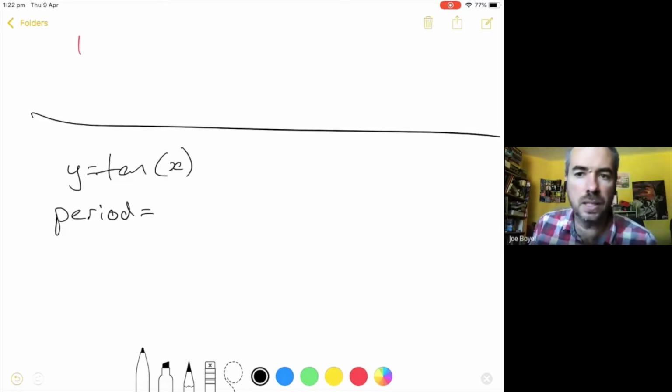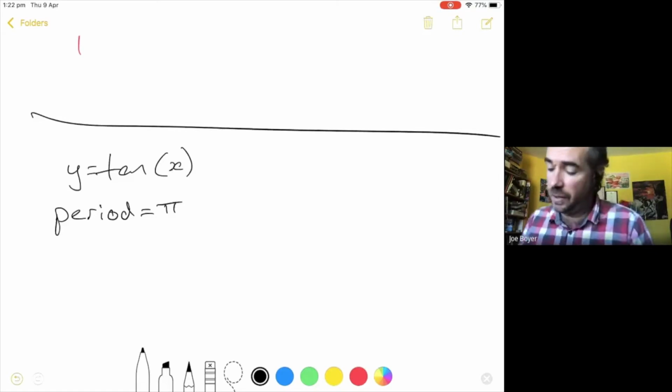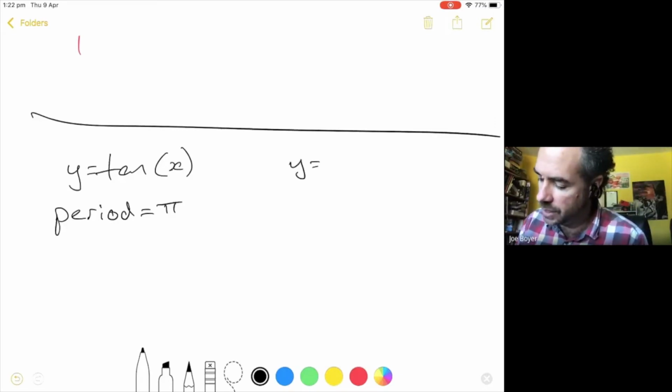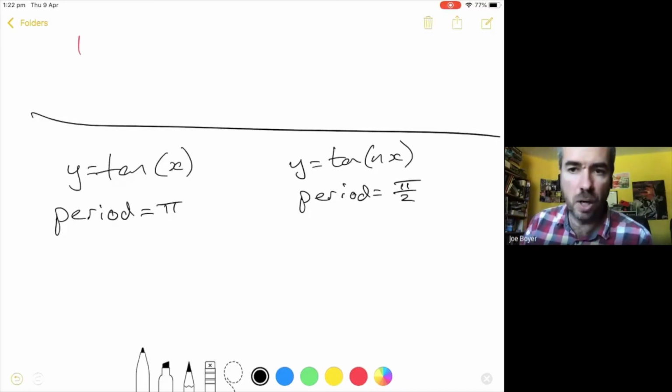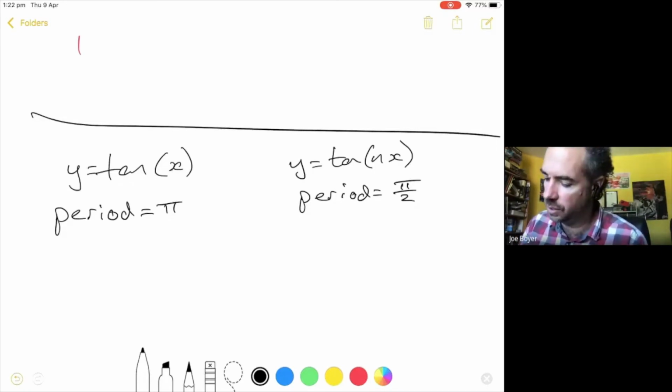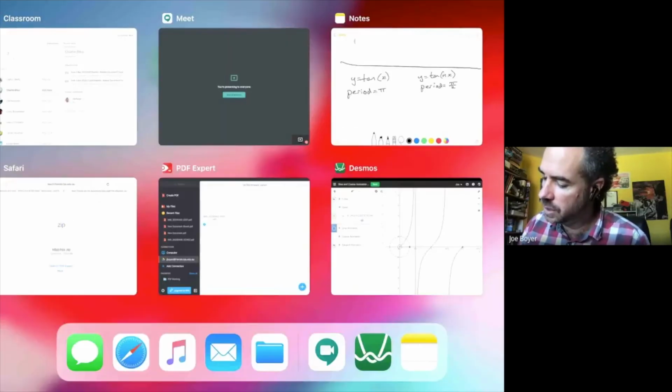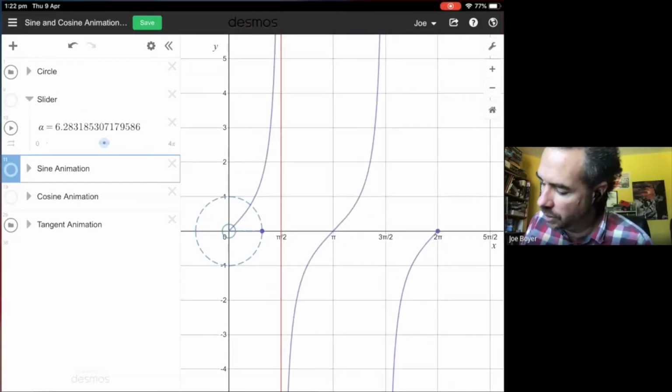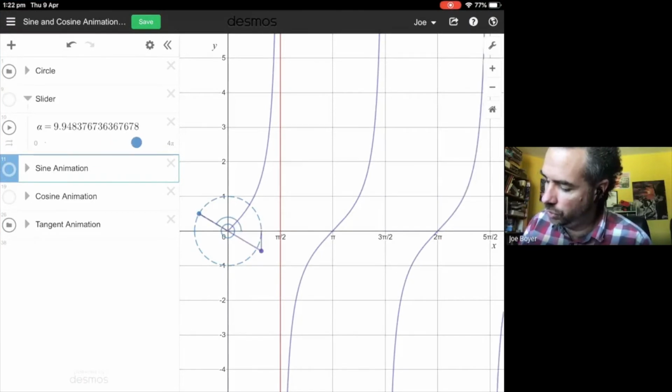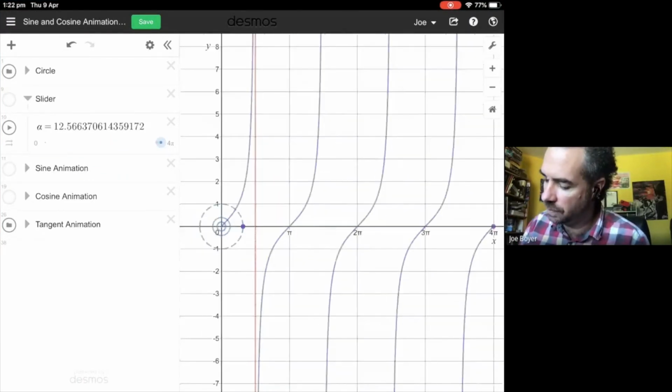So that's fundamentally different. There's a whole bunch of things that are different about the tan graph, but one of the important ones is that the period is pi. Thus, if we've got something like y is equal to tan of nx, with a dilation in there, our period is equal to pi on n, not 2 pi on n that we're used to with our sine graph. If I go back to Desmos, we can keep on going and we get a pattern that just sort of looks like that.